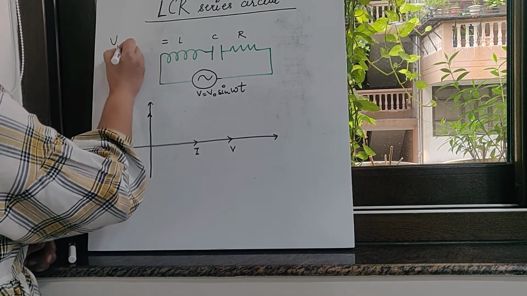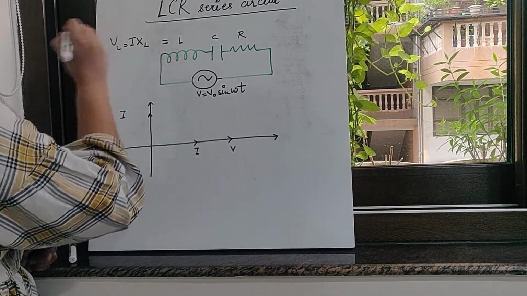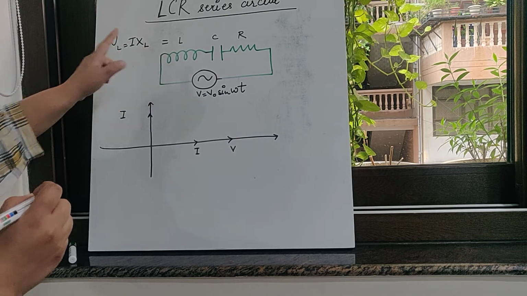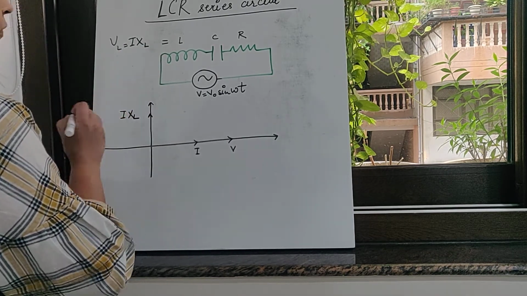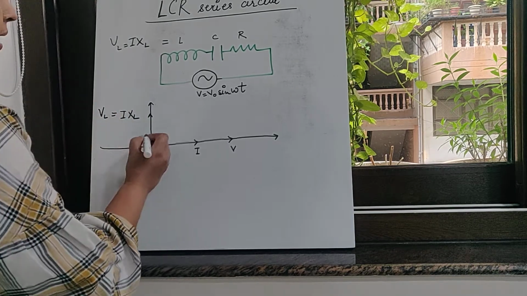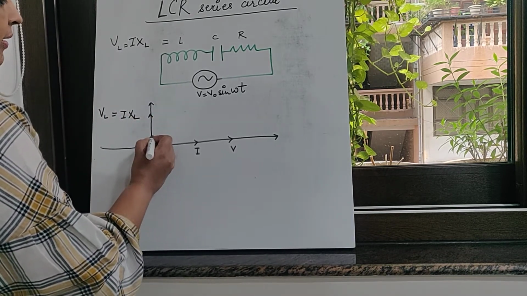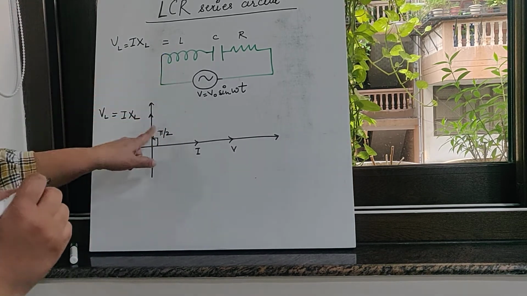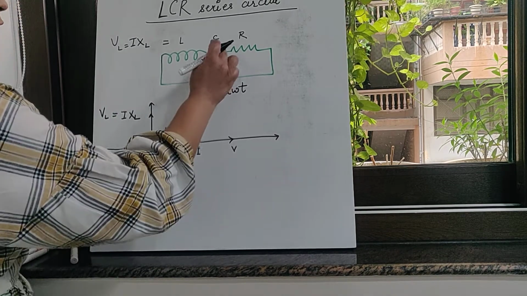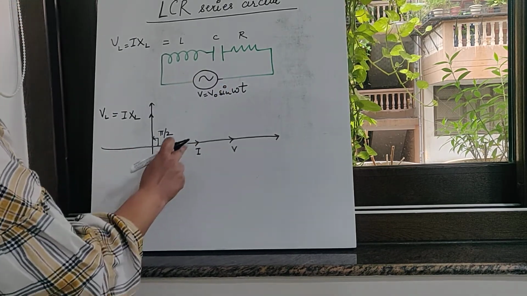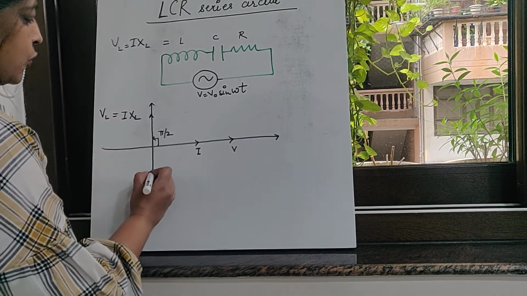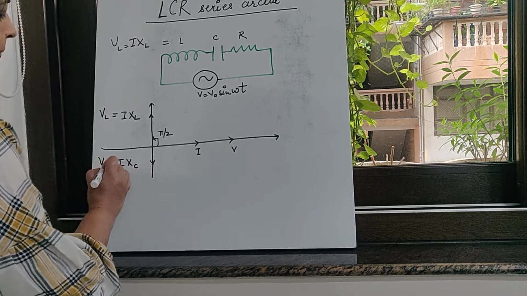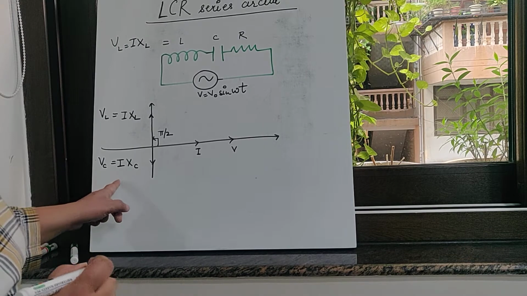We know the voltage across the inductor is given by current into the reactance offered by the inductor, which is XL. So I will draw I into XL over here, which is VL. I have drawn it here because voltage leads current by a phase angle of pi by 2 in the case of an inductor. Similarly, for a capacitor, voltage lags behind the current by a phase of pi by 2, so I am drawing this vector like this, I into XC. This is the voltage across the capacitor.